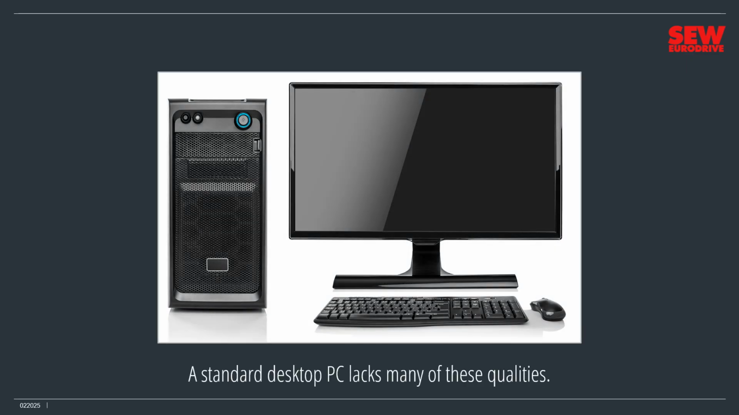In contrast, an ordinary desktop PC isn't a great choice for industrial control because it lacks many of these qualities. It can't handle a harsh environment, and it doesn't connect to industrial I/O devices. And while it's probably faster than a PLC, its operating system isn't designed to give the guaranteed cycle time that many industrial control situations require.